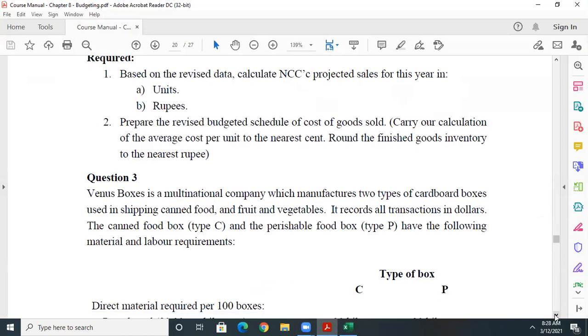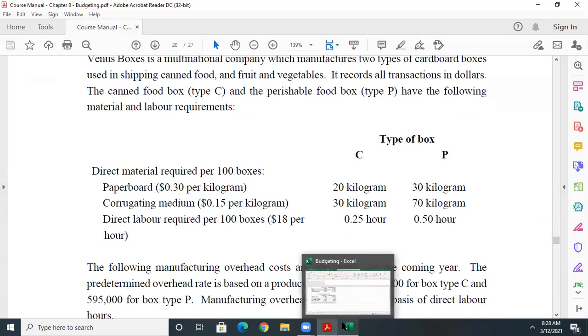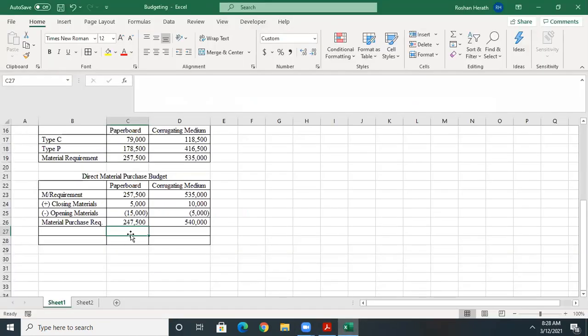The cost is 30 cents and 15 cents per kilogram.